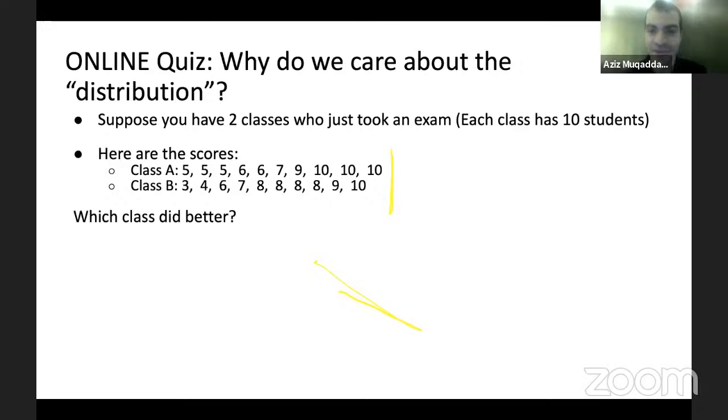So yeah, which class did better? What do you think? Just a test of impression? So we have, okay, Olivia, Lily, Diana. Nice, okay. So those of you who say class A did better, why did class A do better? Why do you think that's the case?